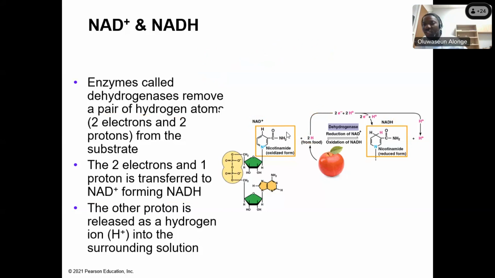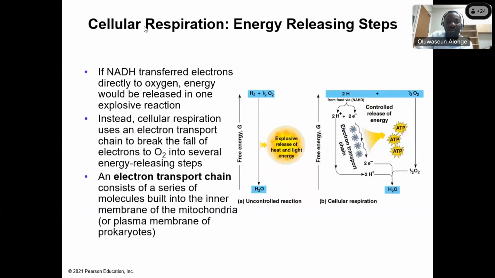So we say that NAD plus has been reduced to NADH. So NADH is the reduced form. NAD plus is the oxidized form. All right, we are getting to point out a few things that I've talked about earlier, just to highlight them. So if NADH transferred electrons directly to oxygen, energy would be released in one explosive reaction, and that's going to be a problem. Now, instead, cellular respiration uses an electron transport chain.